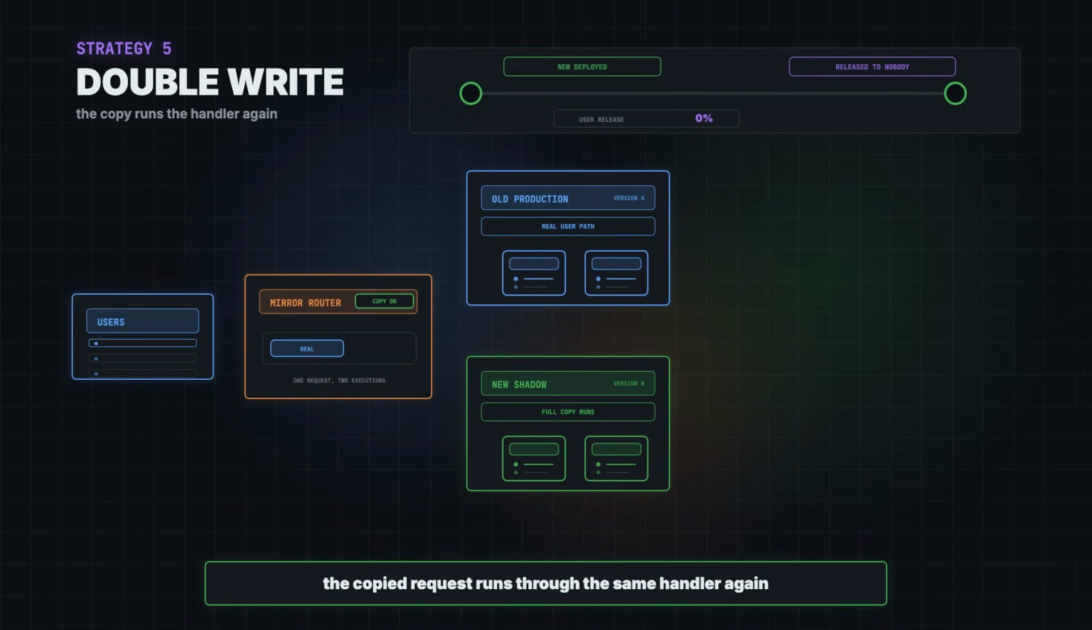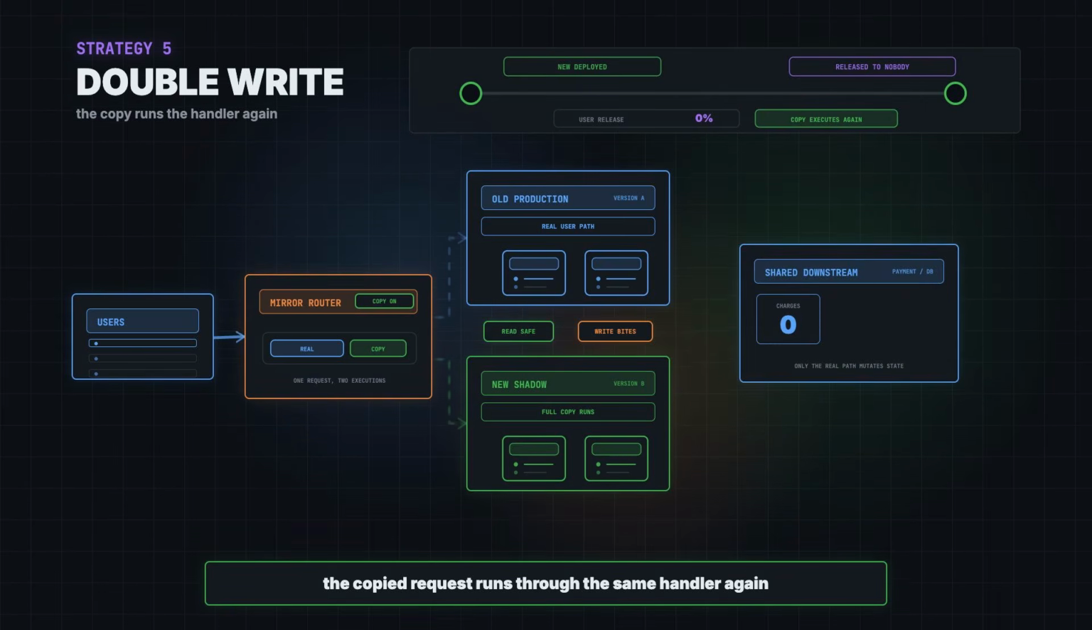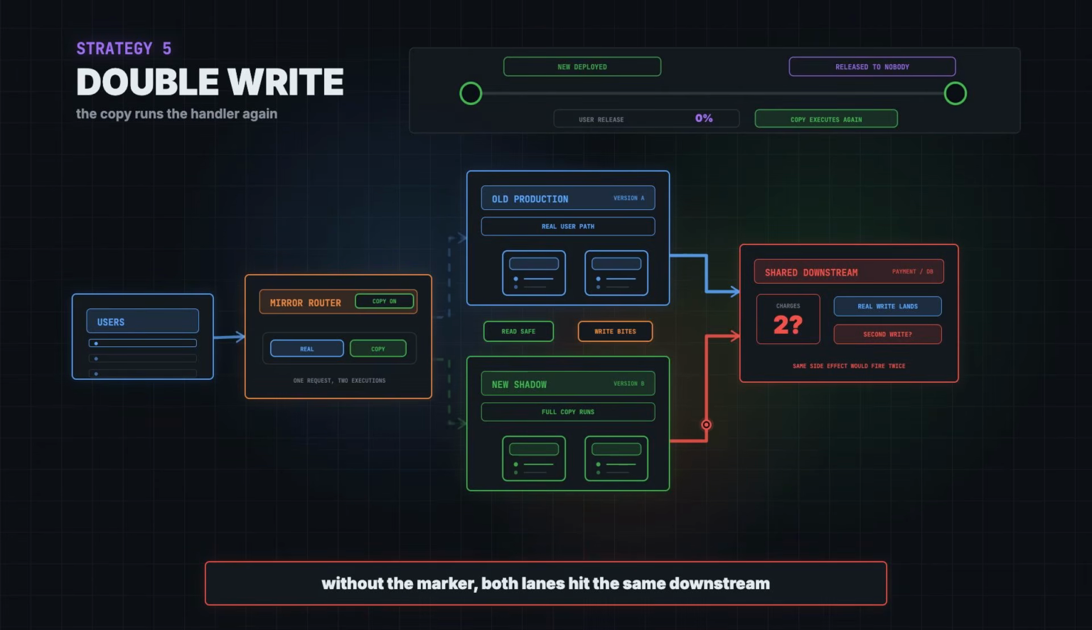That copy you split off runs start to finish. Every line executes a second time. For a read, running it twice costs you nothing. A write is where it bites you. Anything that hits a shared downstream, a payment, a row in your database, fires once on the real path and again on the shadow. The card gets charged twice unless you stop it.